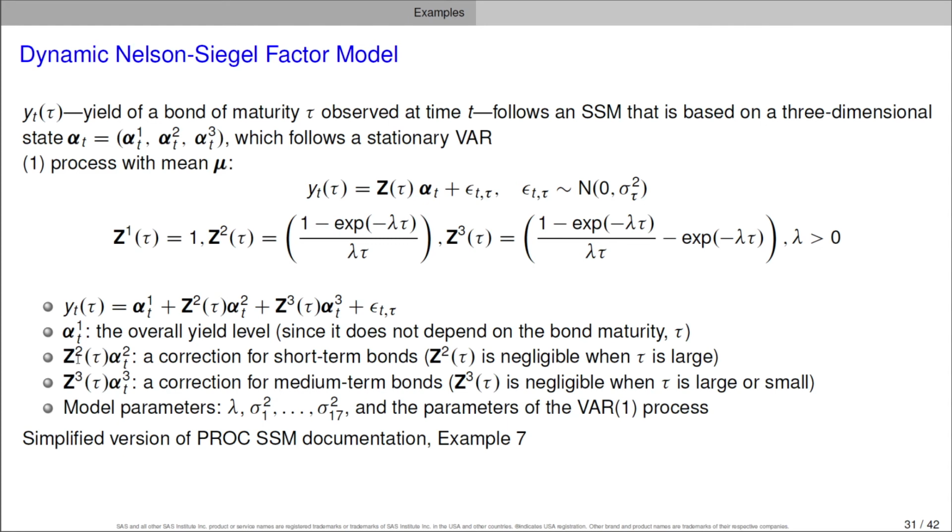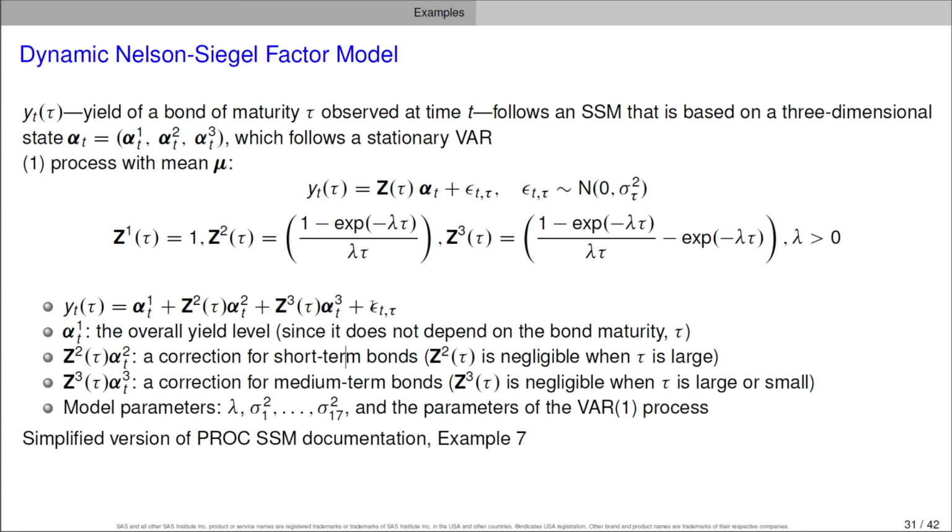The second term, Z2 tau times alpha 2t, is a correction for short-term bonds, because this multiplier Z2 tau becomes small when tau is large. So for large bond maturities, this term becomes smaller. Similarly, the third term, Z3 tau, is a correction term for medium term bonds. That means it's non-zero only when the bond maturity is of medium term. Other times, this term is negligible.